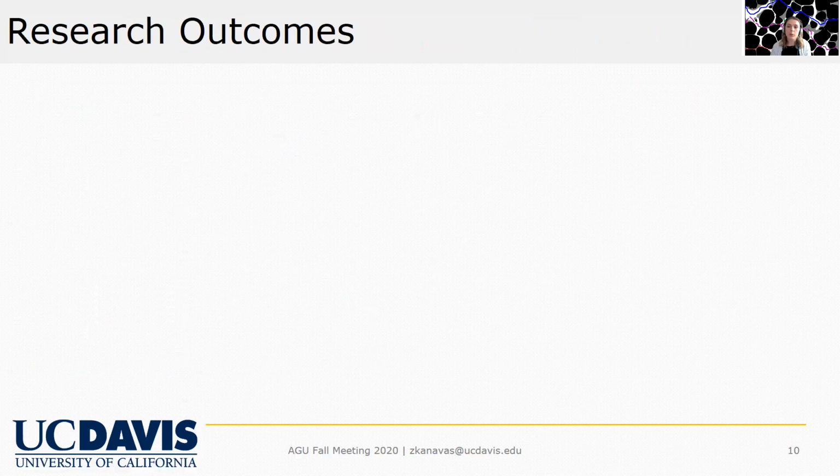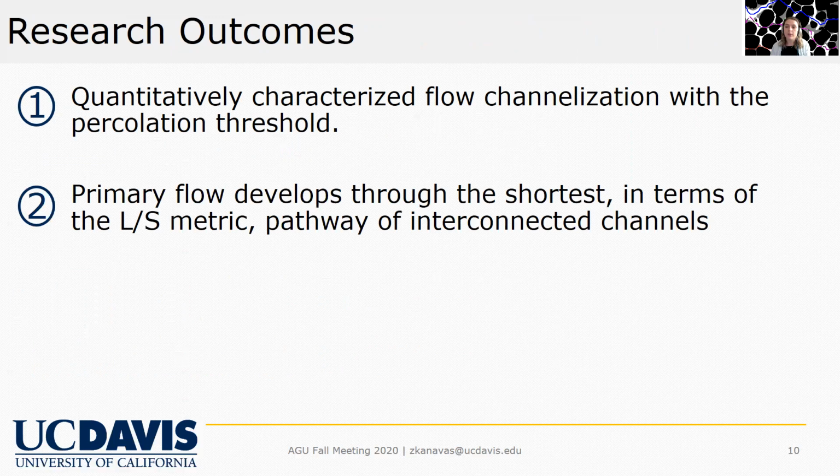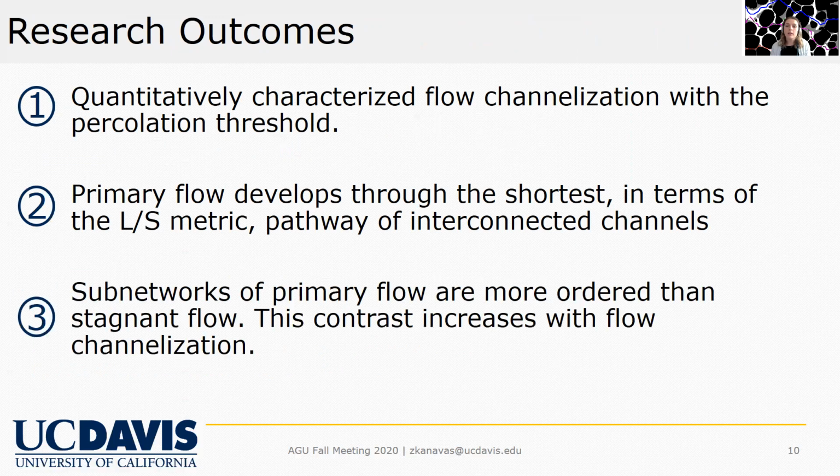In this research, we quantitatively characterized flow channelization with the percolation threshold and found that primary flow develops through the shortest, in terms of the L over S metric, pathway of interconnected channels, and that the subnetworks of primary flow are more ordered than the stagnant flow, and that contrast increases with flow channelization.